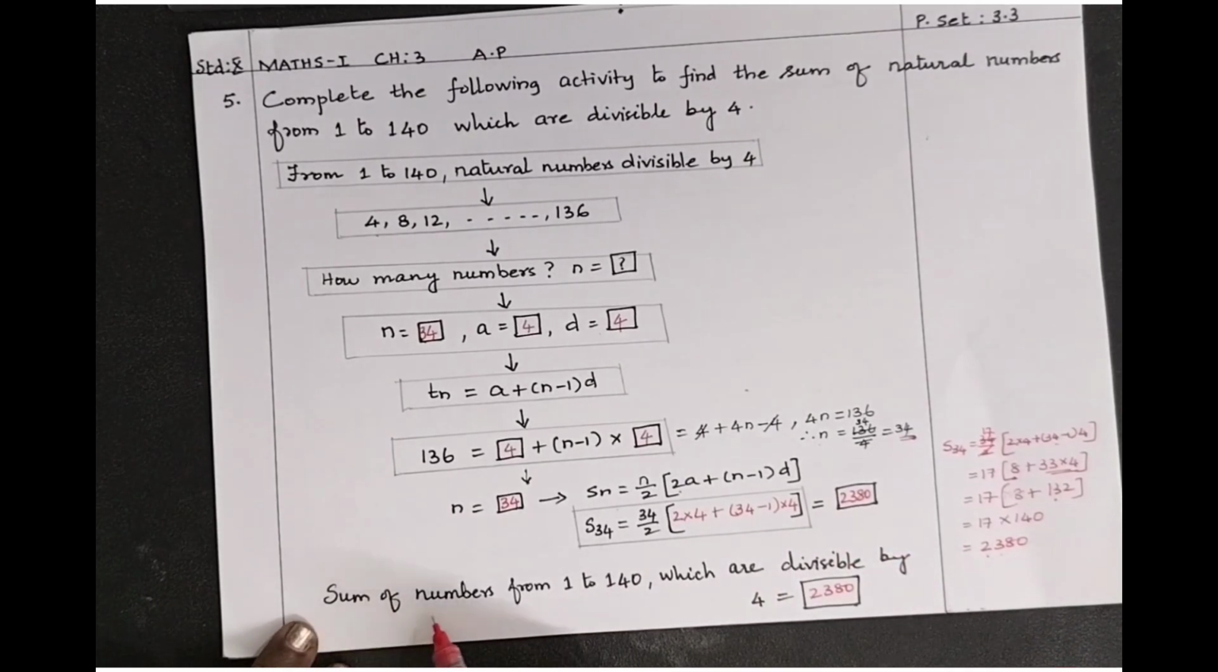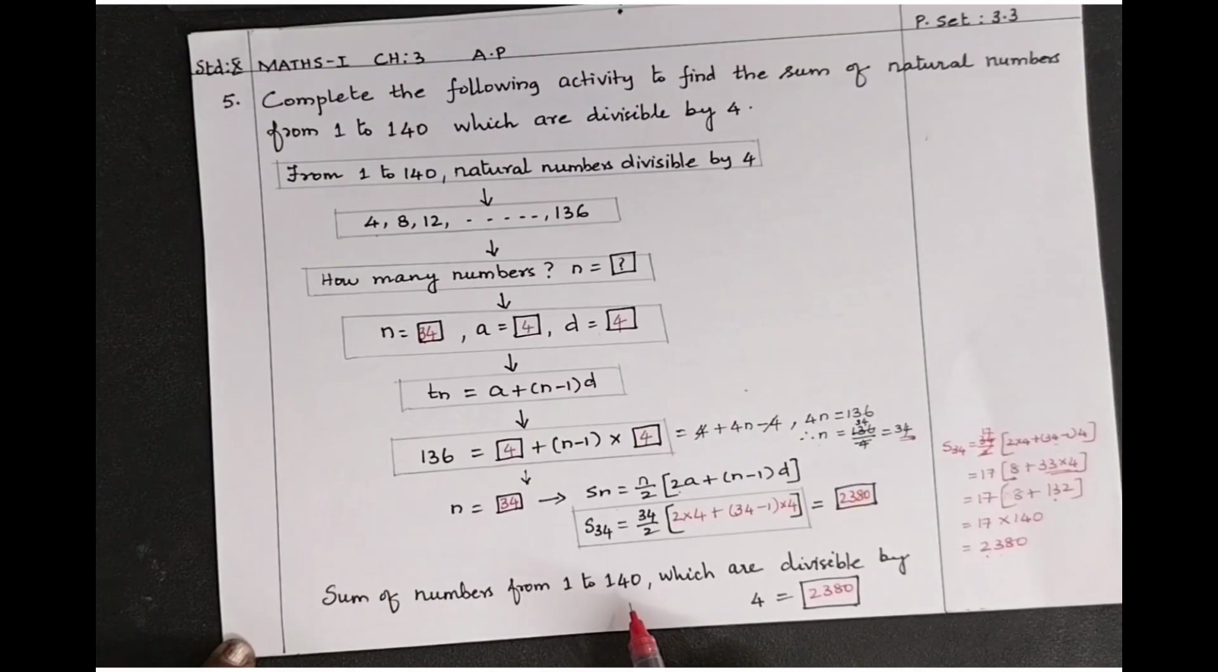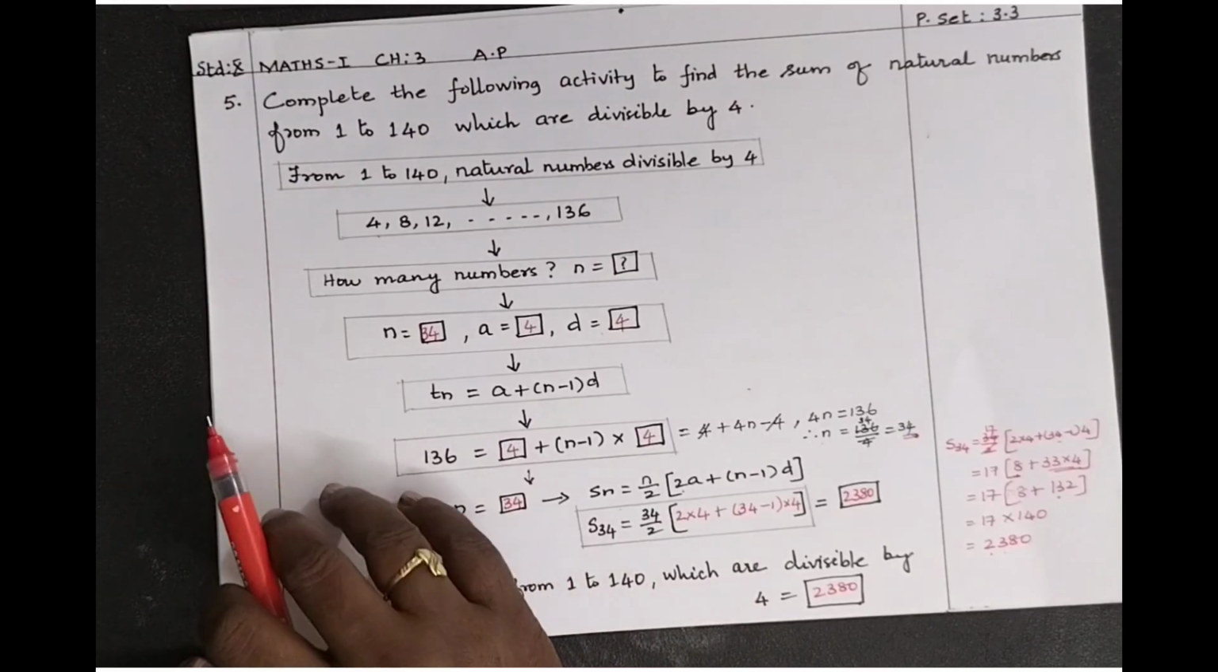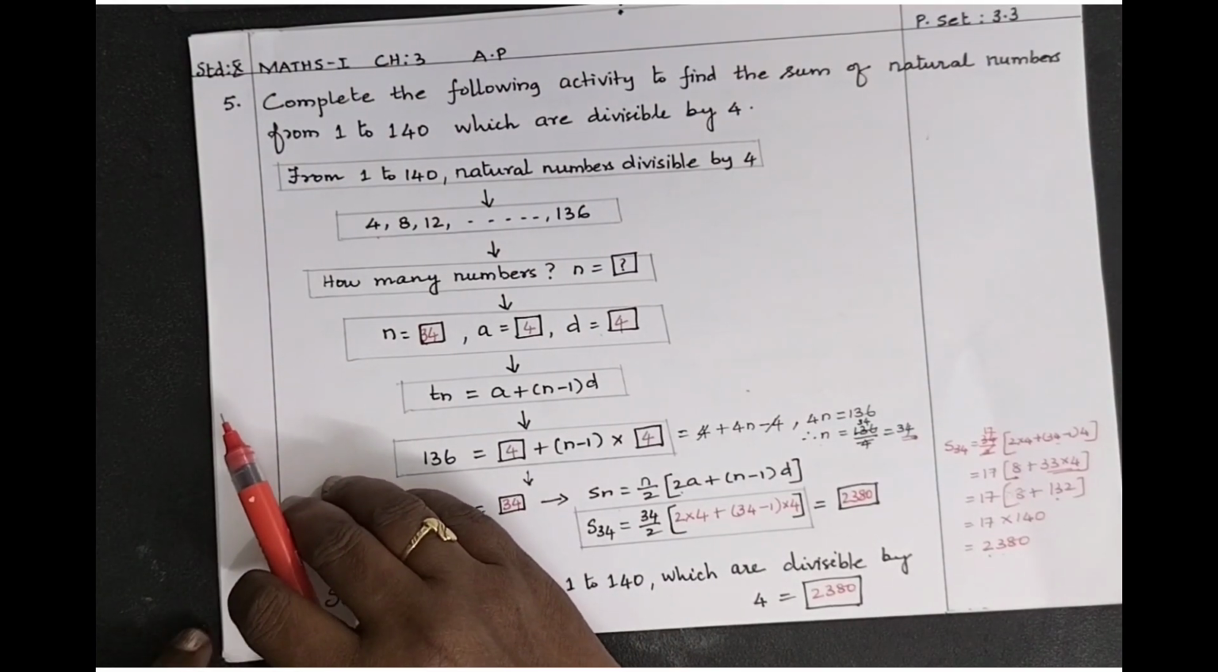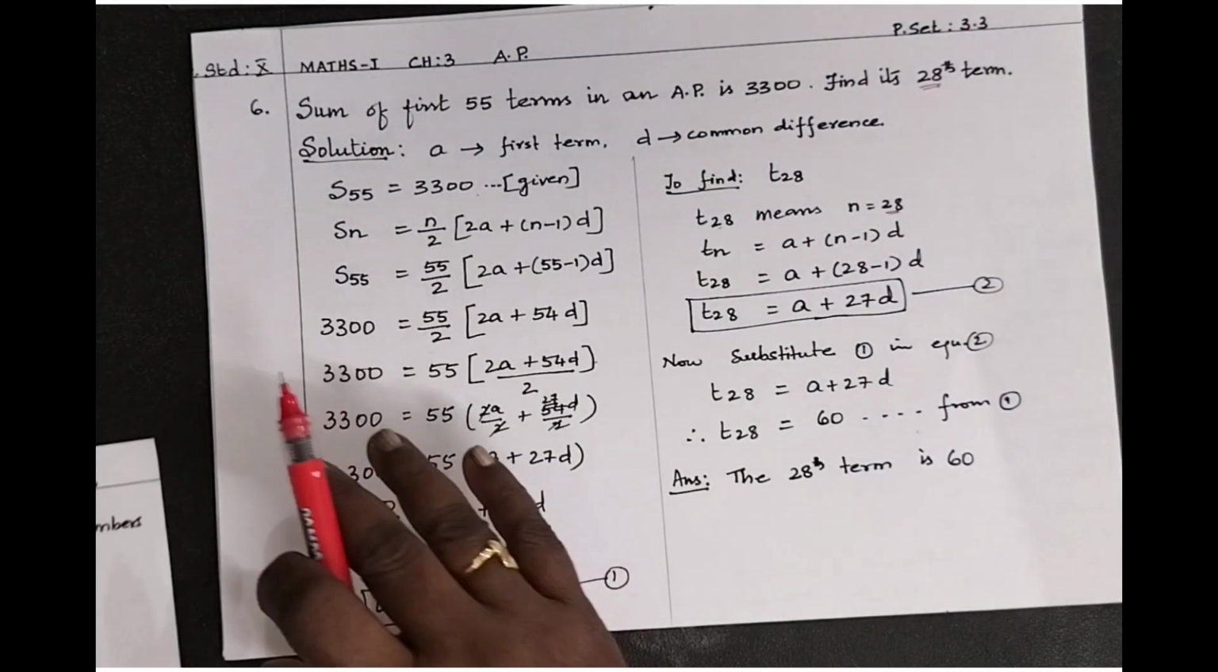So the sum of numbers from 1 to 140 which are divisible by 4 is 2380. Next, sixth question.